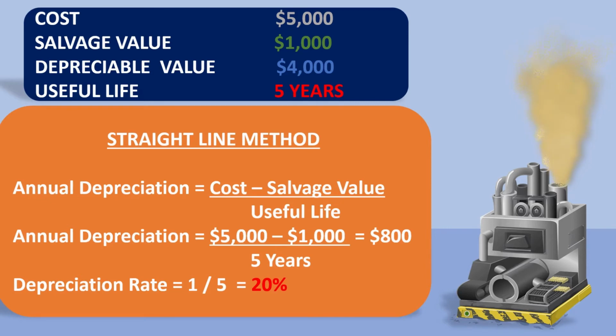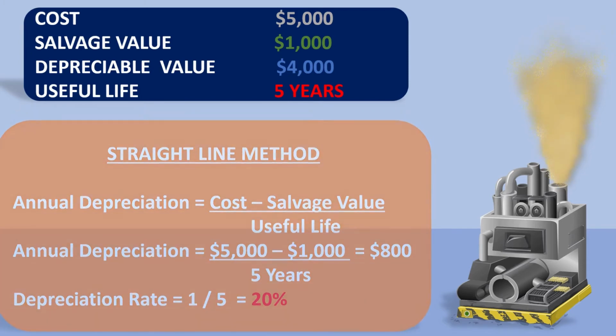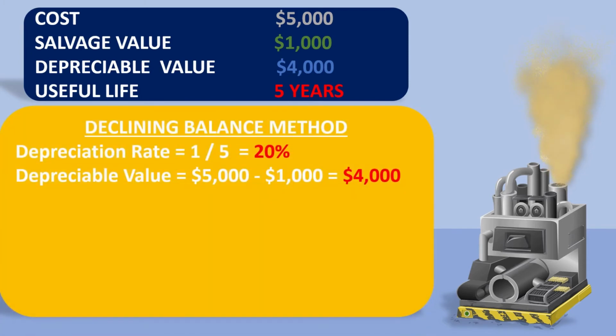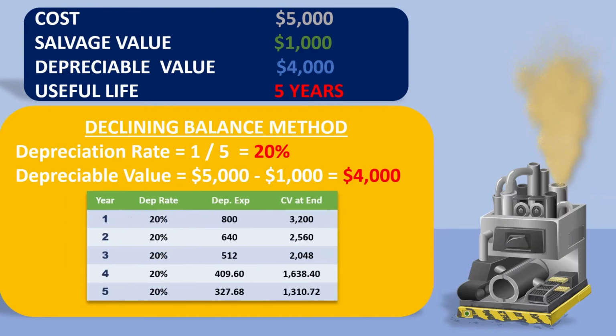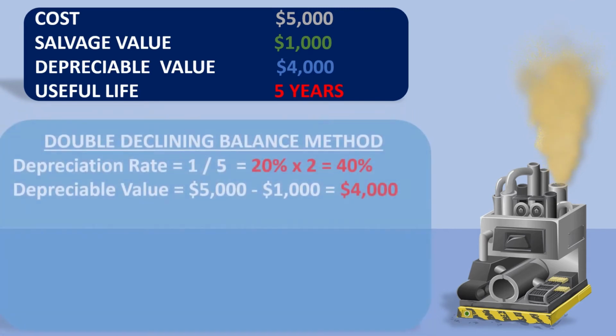Using the declining balance method, the depreciation expense will be as follows. Using the straight line example above, the machine costs $5,000, has a salvage value of $1,000, a 5-year life, and is depreciated at 20% each year, so the expense is $800 in the first year, $640 in the second year, and so on.